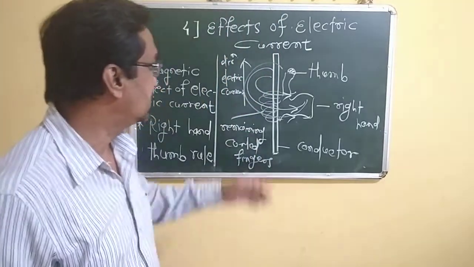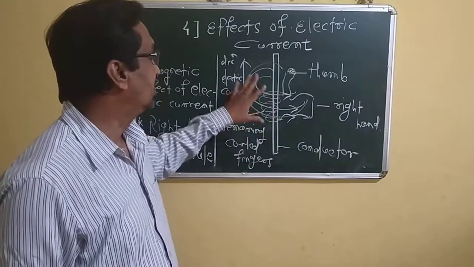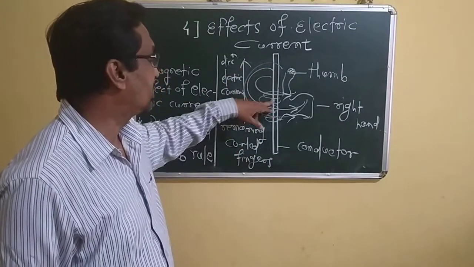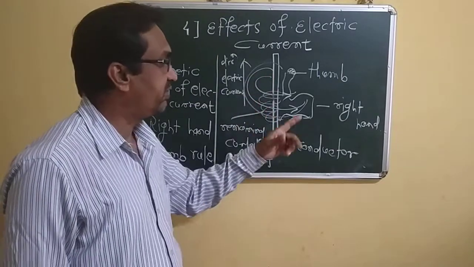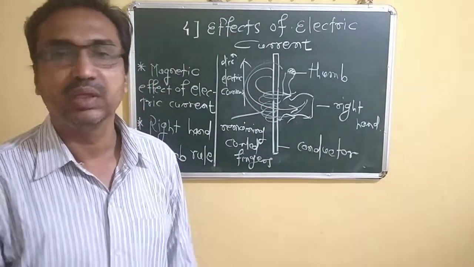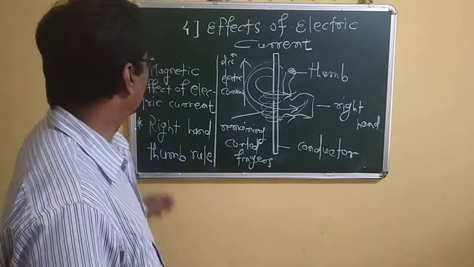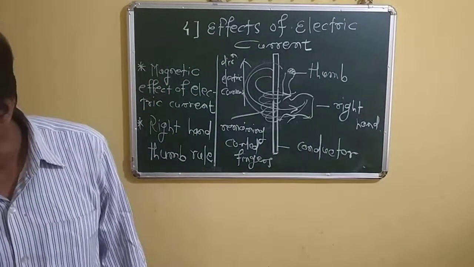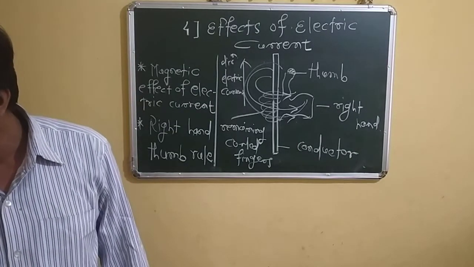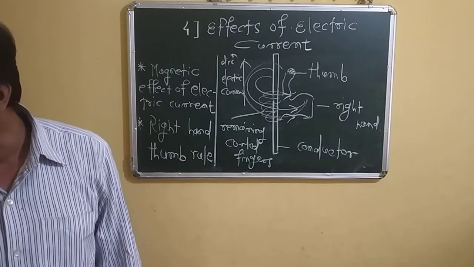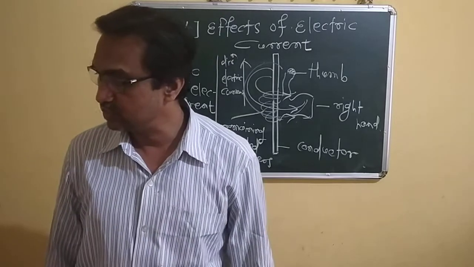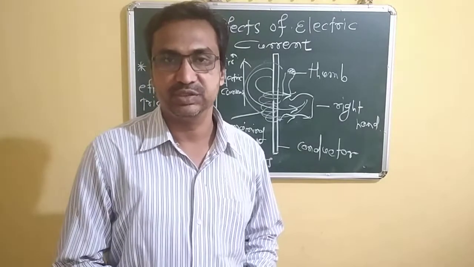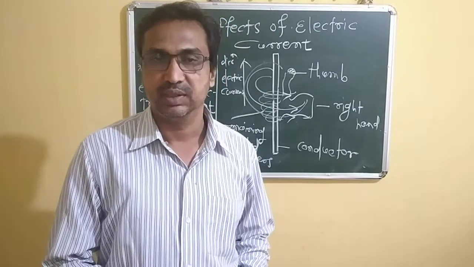So in this way, the right hand thumb rule shows the direction of electric current and magnetic field. These are mutually perpendicular to each other. The direction of current and the direction of the magnetic field are perpendicular to each other. So we have to stop here, and the remaining part, that is the magnetic field produced by the current through a circular loop of a conducting wire, we'll discuss in tomorrow's lecture.